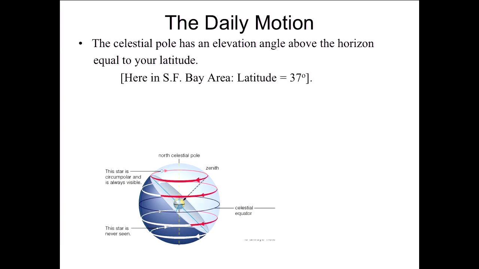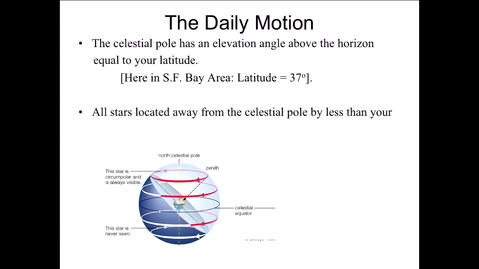By the way, the latitude in San Francisco, 37 degrees. Los Angeles is about 34 degrees. New York City, I think, is about 40 degrees, but I forgot. And you can also notice some other things. Stars that are located away from the celestial pole by an angle that's less than your latitude never set.